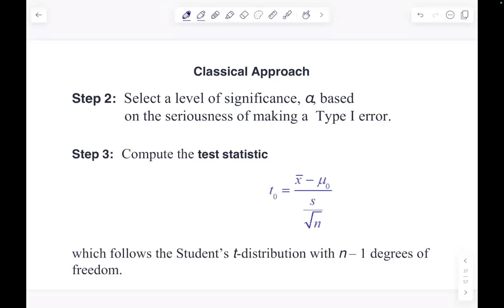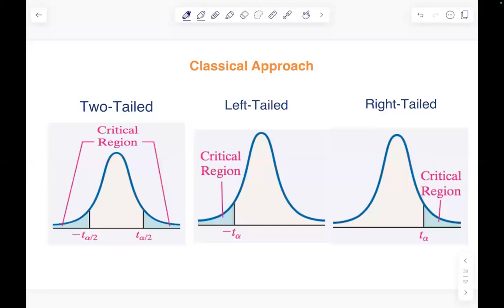Okay. They will give us a significance level. I will always give you the significance level, and then you will compute your test statistic, and we compare that test statistic with the critical value. Same thing here. If it lands in the critical region, we reject. If it does not land in the critical region, we fail to reject.